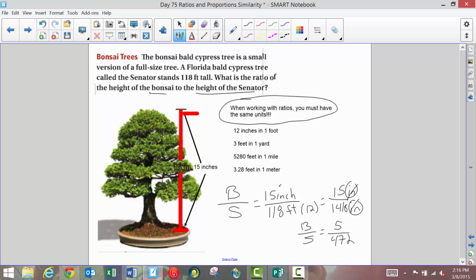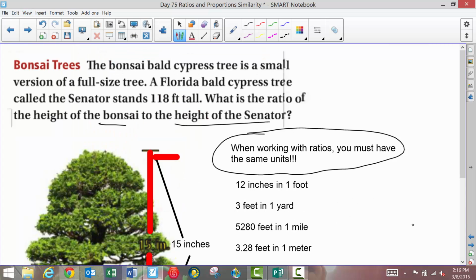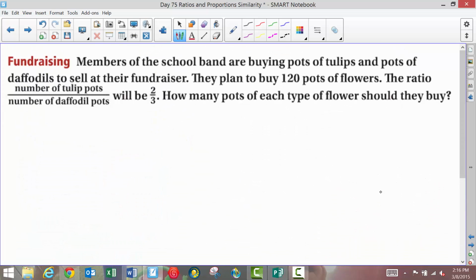So let's go to the next example. Let's do a ratio problem with members of a school band buying pots of tulips and pots of daffodils to sell for their fundraiser. They're going to buy 120 pots of flowers total, and the ratio of tulips to daffodils has to be 2 to 3. How many pots of each type of flower should they buy?